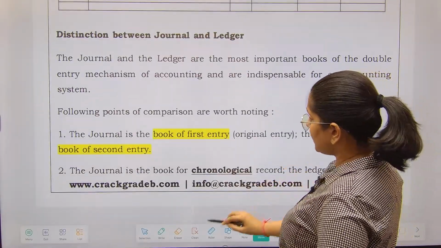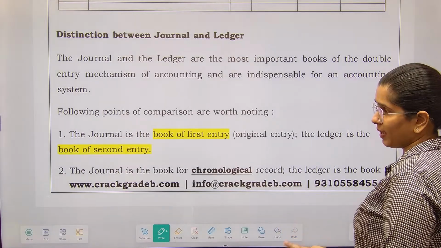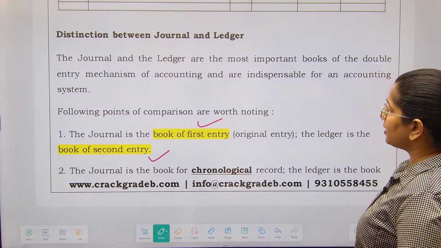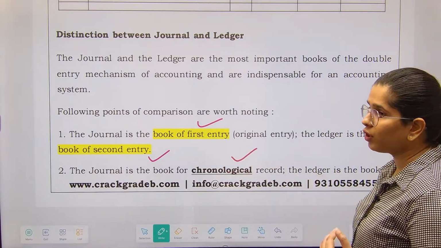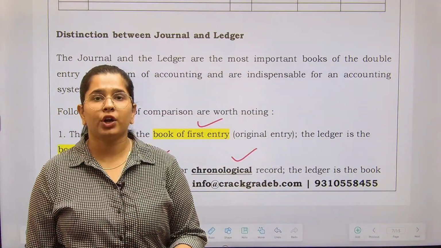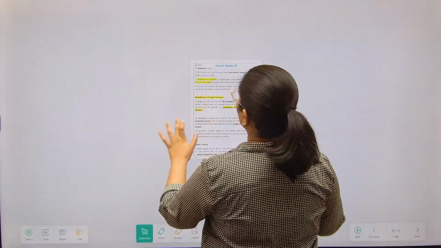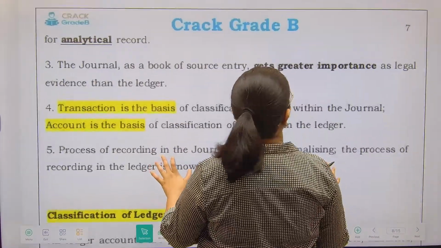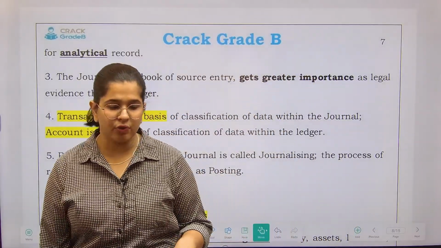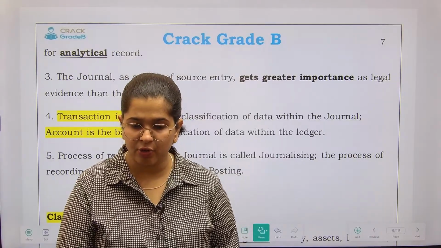So let us see the distinction between the journal and the ledger. Journal and ledger are the most important books of the double entry mechanism. Journal is the book of first entry, ledger is the book of second entry. Journal records in chronological order. Chronological order मतलब कि date wise recording happens. We record the transactions on a day-to-day basis. And then ledger is the book for analytical record. I have shown you that if I want to know the balance of the purchases account for the whole year, I will prepare the ledger account for it. मैं उसके लिए एक ledger account prepare करूँगी.